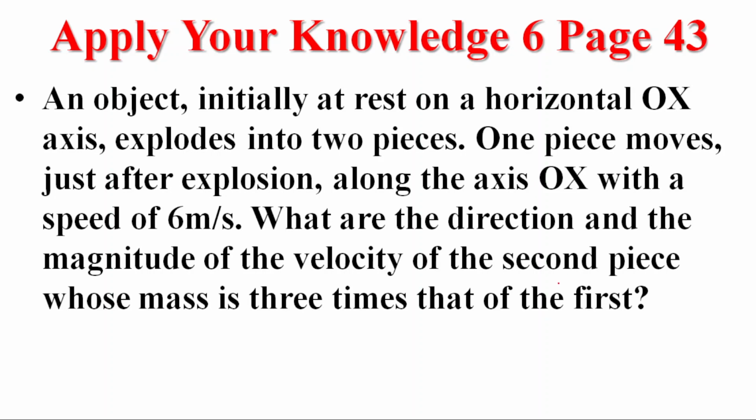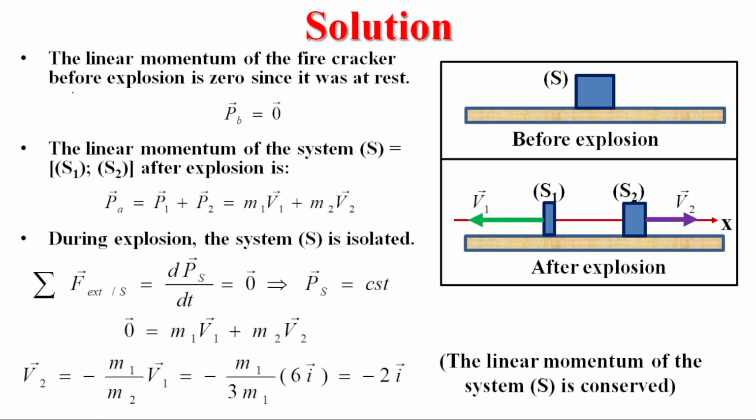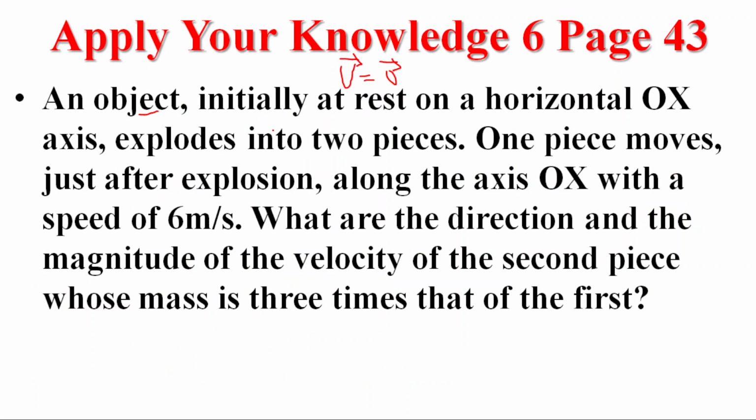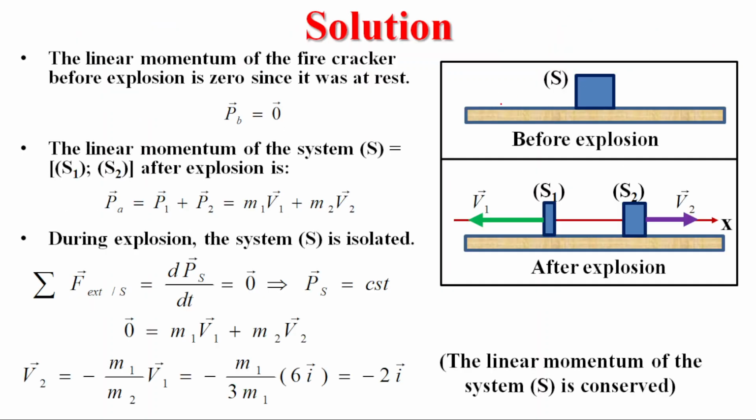Let's extract the given. An object initially at rest. This object is at rest. At rest it has 0 velocity. 0 velocity means 0 linear momentum. Therefore, before explosion, the linear momentum of the system is 0, the system is at rest. Now, this object explodes into 2 pieces. So S is divided into 2 pieces, S1 and S2.